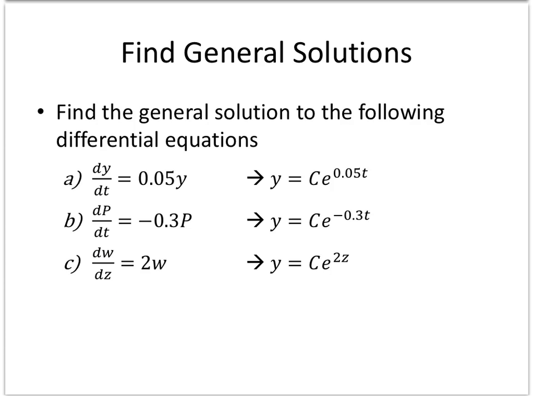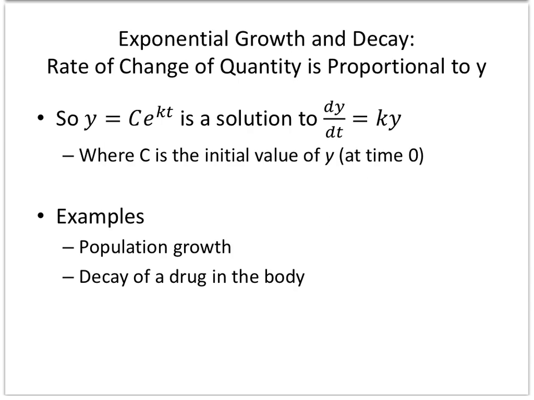Yes, sir? On Wiley, when I was trying to do this, they said a different variable for C. Like they said for B, like P not E to the negative 0.3 T. I will be doing that example. Yes. Actually a good one.